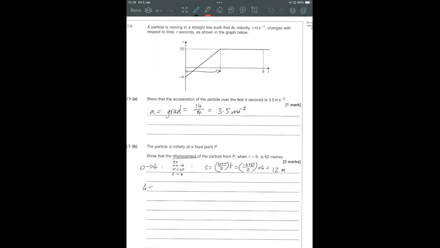And then finally from 4 to 9, I'm not going to do anything too fancy. We know that the displacement is the area. So the area here is the base, which is 5, times the height, which is 10, which is just 50. So the total is the sum of those two, 62 meters. Was to show that, so I have tried to signpost my work as much as possible.